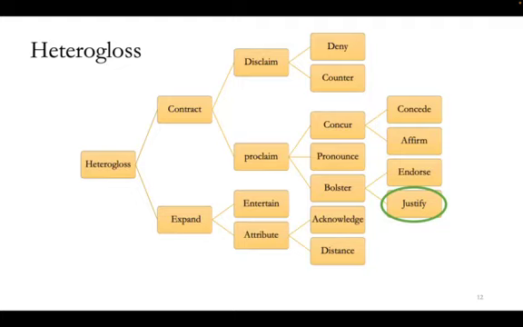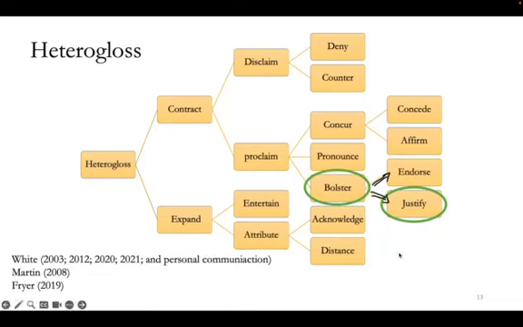He used justify as a subsystem of engagement, and in more recent papers in 2020 and 2021, also Fryer 2019 used justify in his paper, and Martin 2008 discussed the possibility of justify and its use. Another thing that you may notice in here is the addition of bolster as a subsystem.